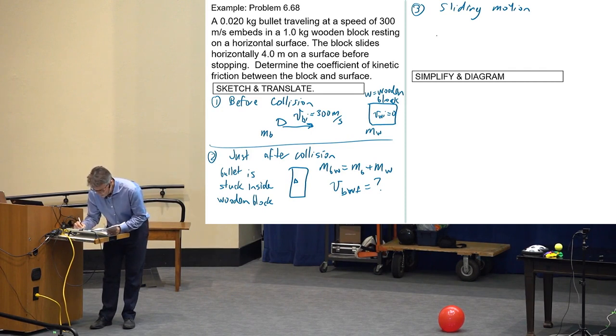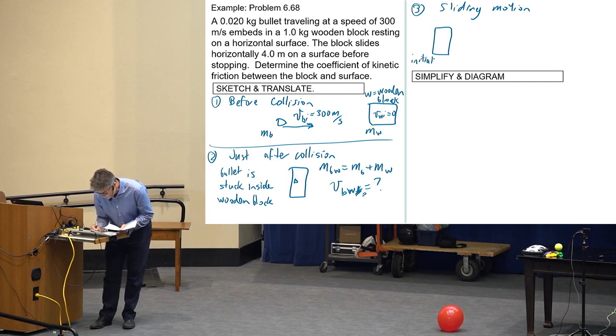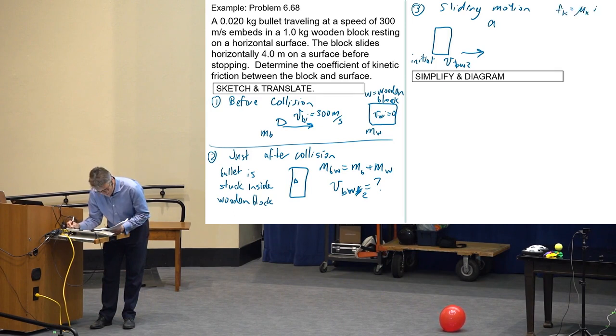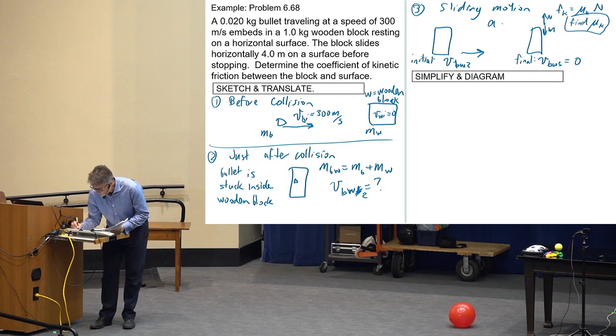Kind of doing this trick of splitting things into motion segments. So I'm going to draw it like this. And now the initial, instead of F, we'll call it 2. VBW2 is the initial, going that way. The acceleration: I guess the force of kinetic friction is going to be mu sub k times n. We know that n and mg are in opposite directions, so we need to find mu sub k. I think that's the whole point here, right? And then it's going to stop. The final for this motion is going to be v bullet and wood 3 equal to 0. And the acceleration here is going to be negative f sub k divided by the mass of the bullet in the wood.